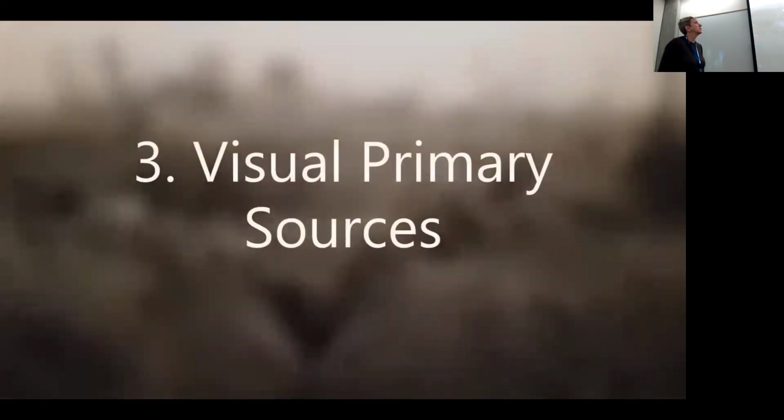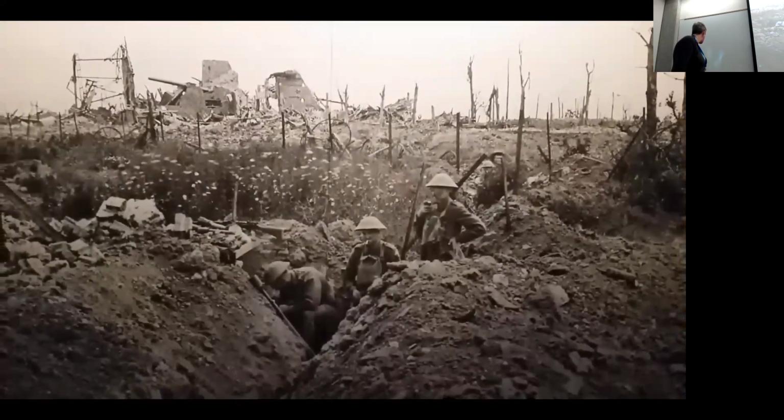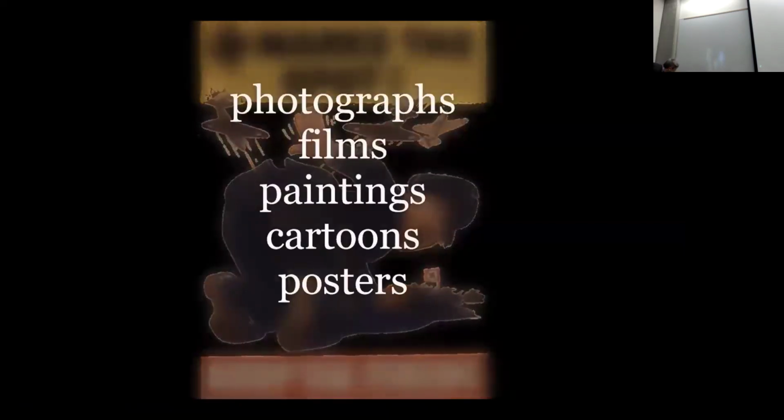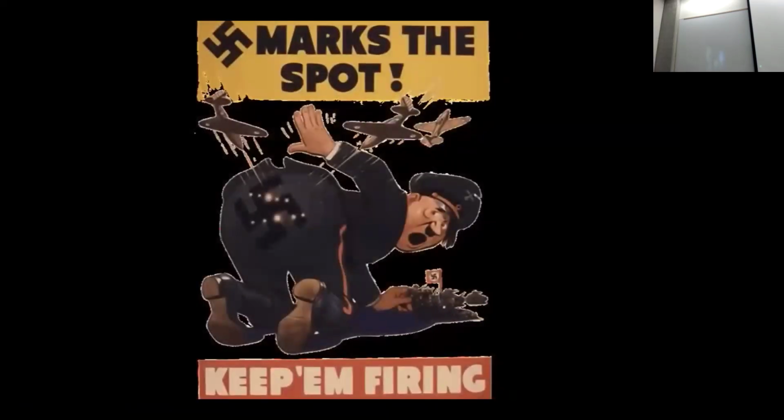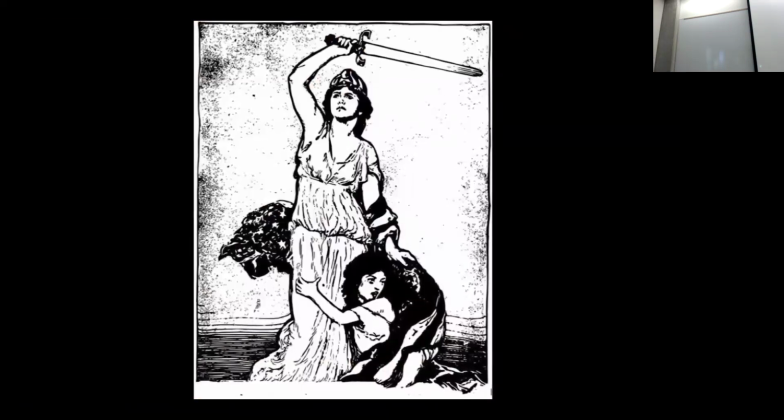A third type of primary source are visual documents. These are sources that are predominantly images and not words. Such examples of visual documents include photographs, films, paintings, cartoons, and posters. Since visual documents contain more images than words, they require careful interpretation to work out what message they are trying to convey.